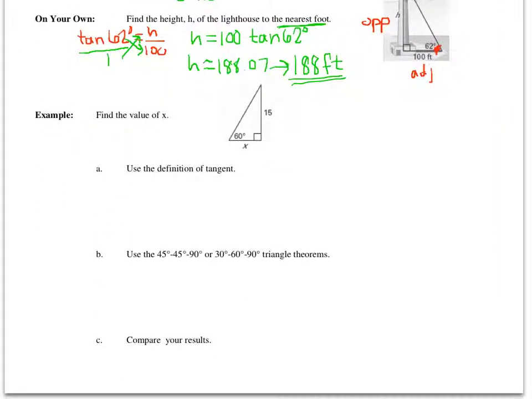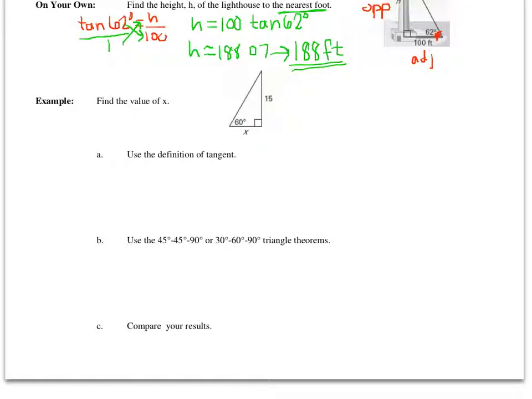All right, let's look at the last example here. It says find the value of x. Part A says use the definition of tangent. Part B says use 45, 45, 90, or 30, 60, 90 triangle theorems. So using the definition of tangent, here's my angle right here. It's 60 degrees. Right next to my 60 is my x, so this is my adjacent side. Across from my 60-degree angle is 15. That's my opposite side.